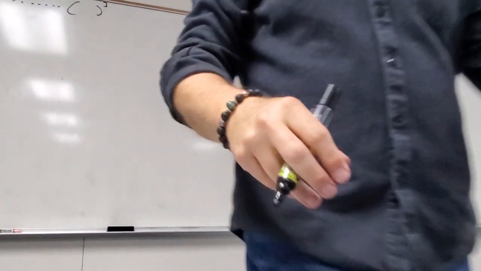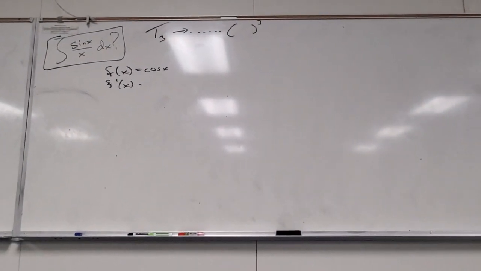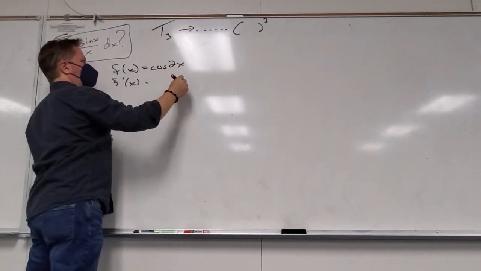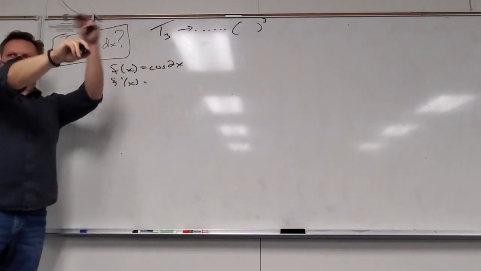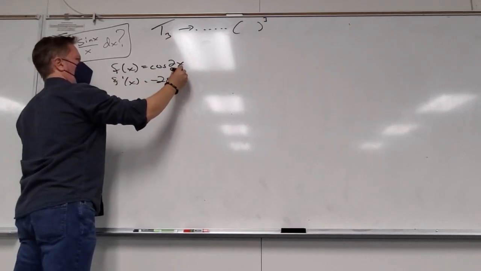But let's try this. Let's do cosine, and then I want to try to do this problem. So given cosine, let me give myself some more room. Given cosine, we make a list of the derivatives. Let's make this a little more interesting. And you're like, why, Jeff? Let's make it cosine of 2x. What's the derivative of cosine 2x? Negative 2 sine 2x.